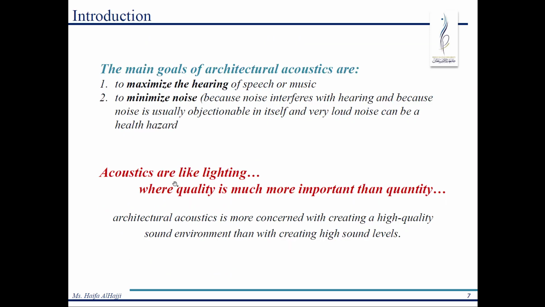Acoustics and lighting are alike: we always aim for quality, not quantity. Meaning, in acoustics, it's not a perfect design to increase the loudness of a sound. The perfect design would be to focus on the main sound and try as much as possible to avoid the other noises in the space. This is where quality is much more important than quantity. The same thing applies for lighting, which we are going to have a look at in other lectures in this course.